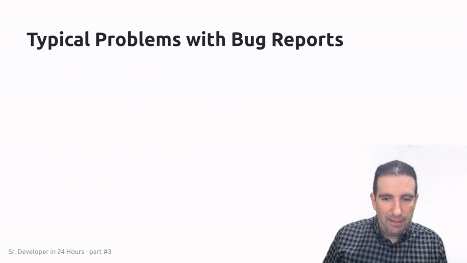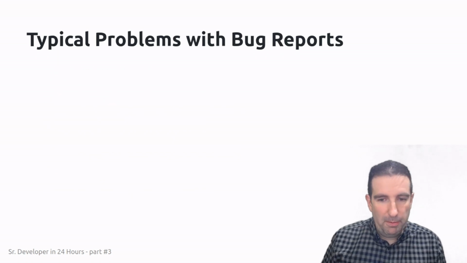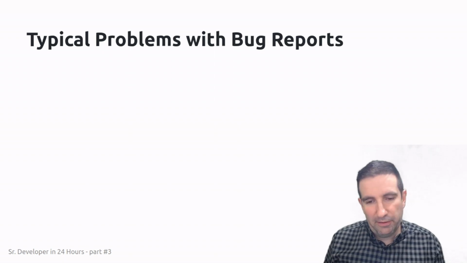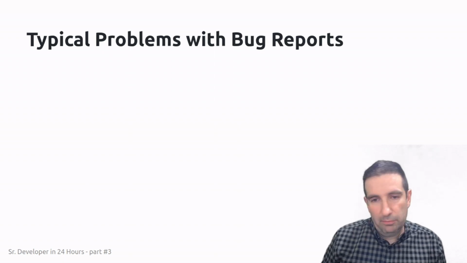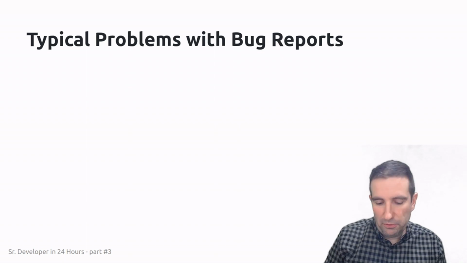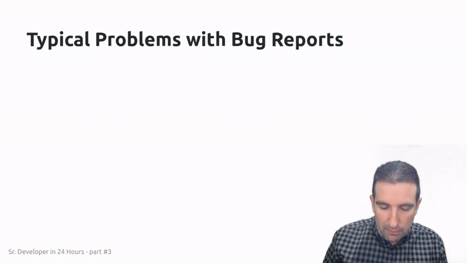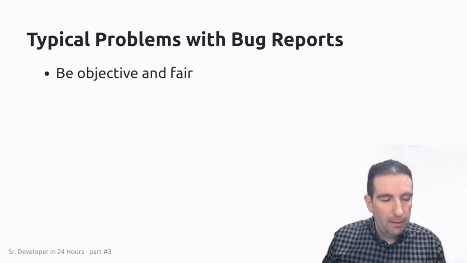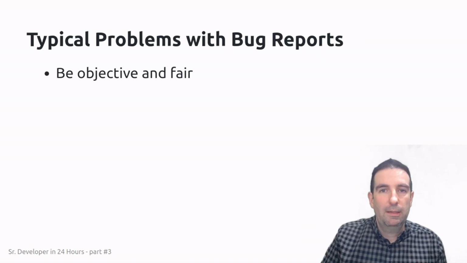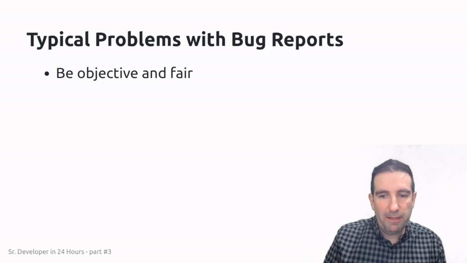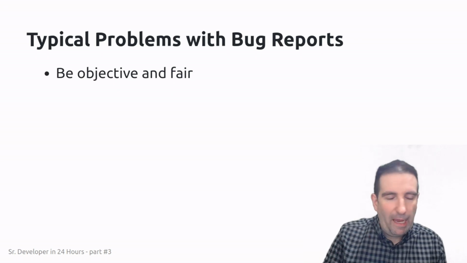Now, with that said, when we run into problems with bug reports, first thing is that we always have to keep in mind that the ultimate goal is to have a better application, a better piece of software. And that is a shared interest across users, product management, developers, and so on. So we want to be objective and fair. Always keep in mind that ultimate objective, which is to have a better piece of software.